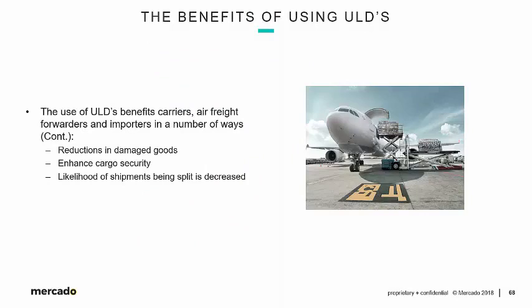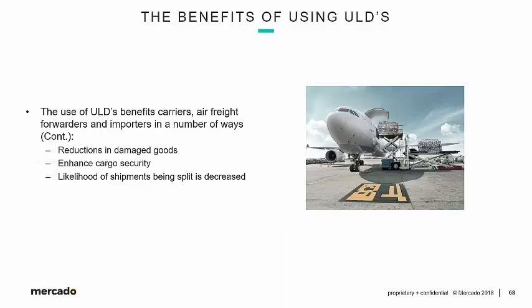Continuing on with some of these benefits, if cargo is unitized, there's likely to be a reduction in damages to goods, not getting bounced around. We don't have to worry about 100 cartons loaded loose being damaged. They're all on a pallet or in a container. That enhances cargo security, as we spoke of. And here's a good one. The likelihood of shipments being split is decreased.